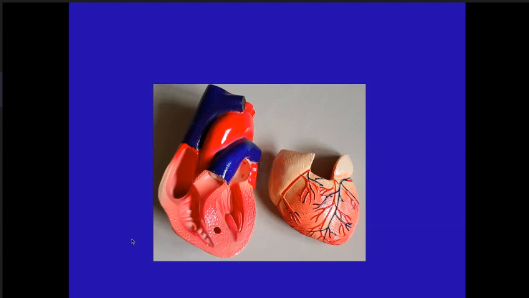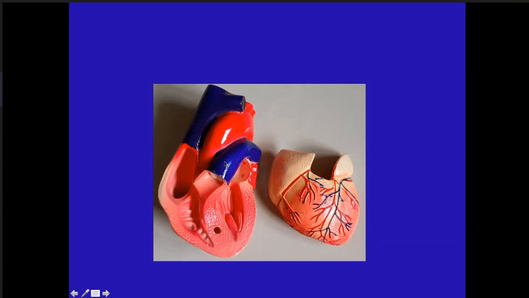You will have hard models, soft models, and intricate models. This is a very simple model where the exterior anatomy is that of a normal heart, and you can actually take the anterior wall away from the model and see the interior of the heart. And as you can see, the heart is a very, very complex structure.